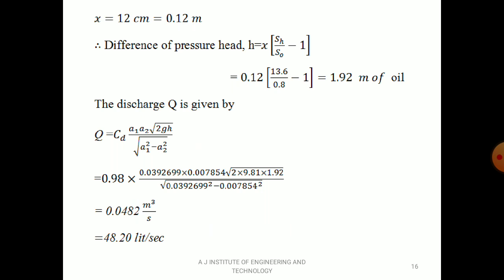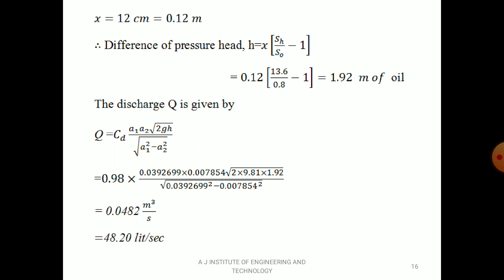So difference of pressure head, this is the first case. The flowing fluid has lower specific gravity than the manometric fluid, so SH is greater than SO. SH is mercury, with specific gravity 13.6, and SO, the flowing fluid, is oil of specific gravity 0.8. So the first case: H equal to 0.12 into 13.6 divided by 0.8 minus 1.